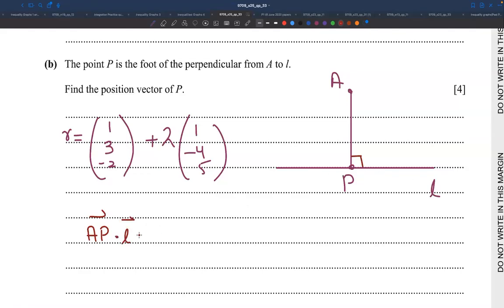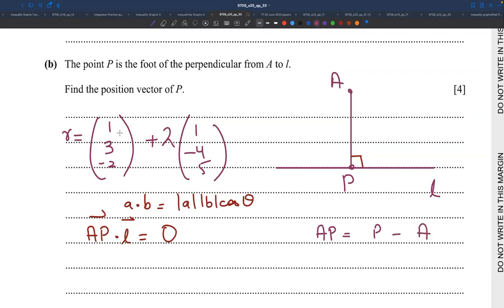So when we apply this formula, A dot B is equal to AB cos theta. We know theta is 90 because the lines are perpendicular. Cos 90 is 0, so this will be equal to 0. First we need AP. We already have the direction of line L. How will we find AP? AP would be P minus A.